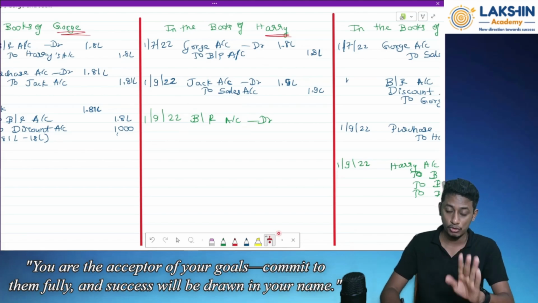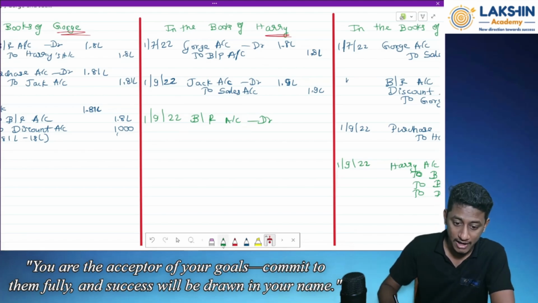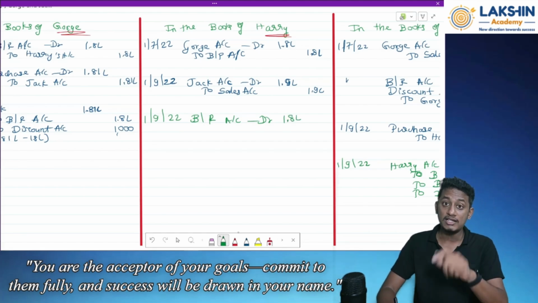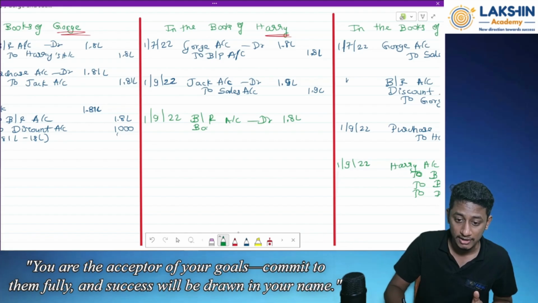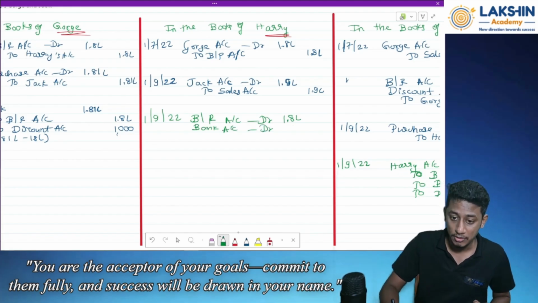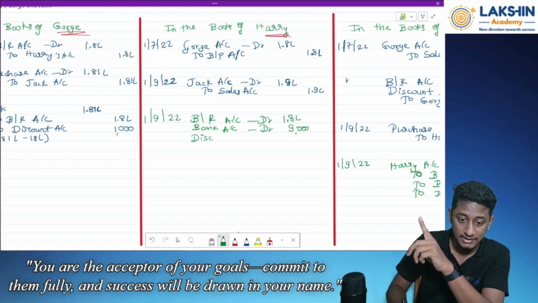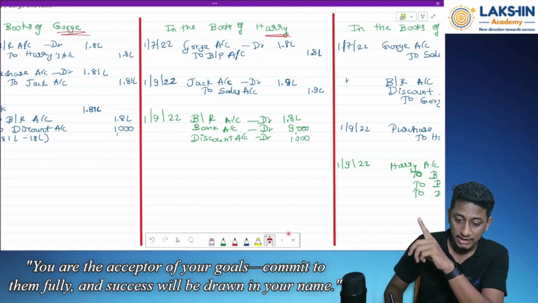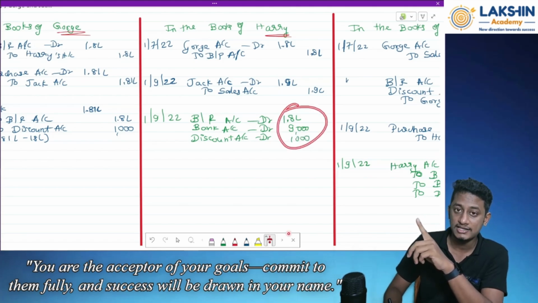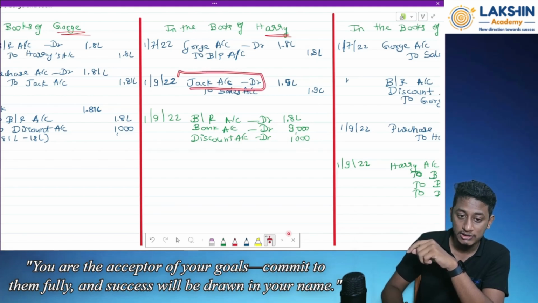I will tell you what to do. Don't worry when I am here. Now, what is the value of the bill? Rupees 1.8 lakhs. Okay. Along with this, what has he received? He has received some money also, right? Through bank account, which is debited because my bank balance is increasing by rupees how much? 9,000. Also, he is giving a discount of rupees 1,000 to Jack. So that discount is an expense to whom? To Harry. So discount account will also be debited by rupees how much? 1,000.